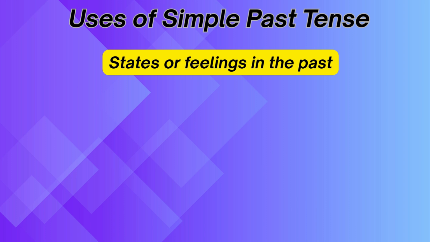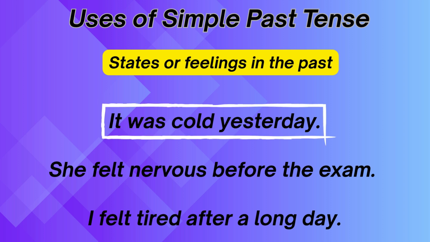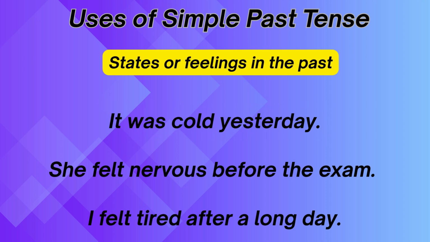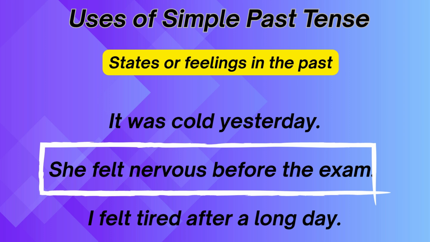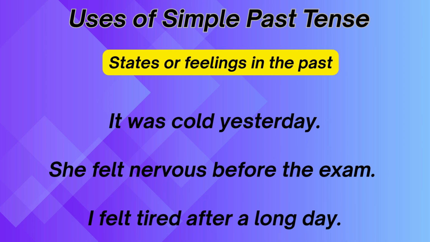The simple past is also used for states or feelings in the past. Examples: it was cold yesterday. She felt nervous before the exam. I felt tired after a long day. These sentences tell us how someone felt in the past.